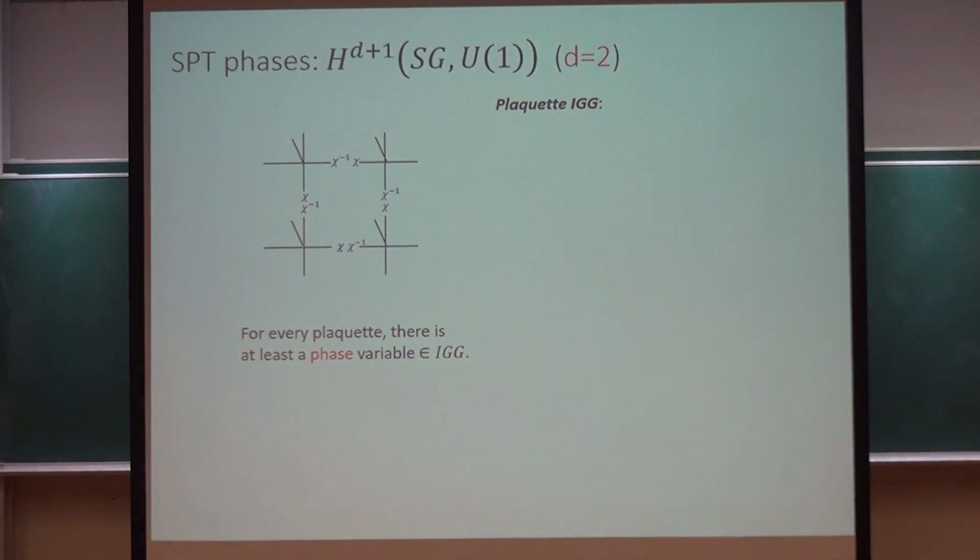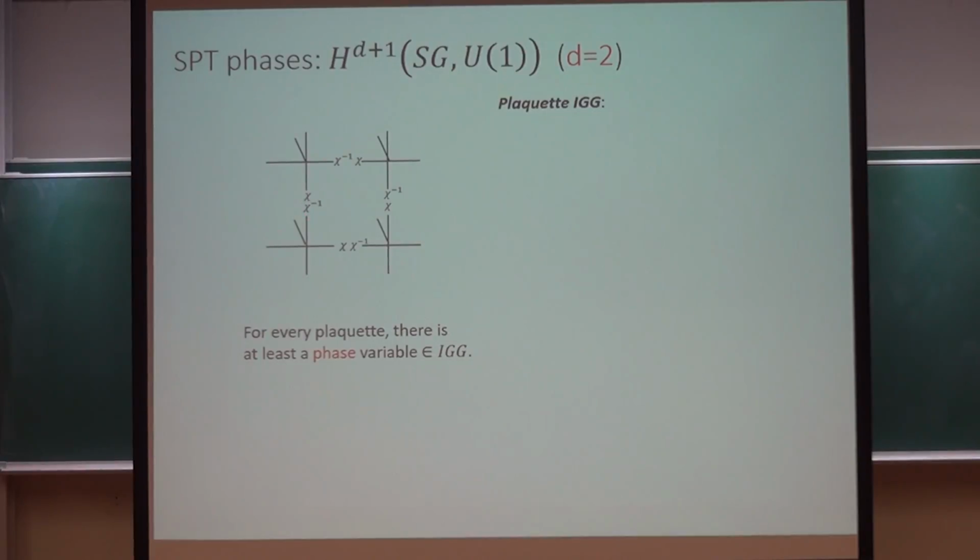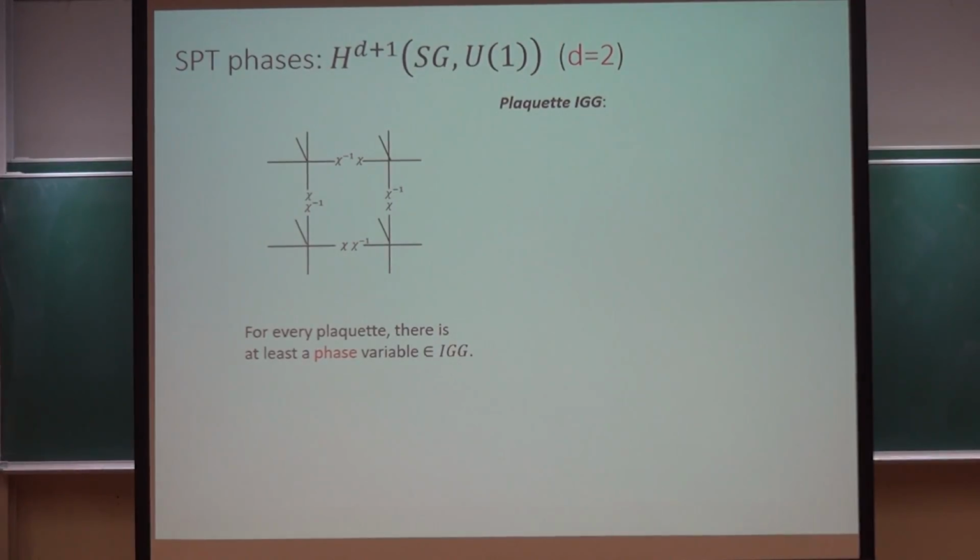So let's come back to this two-dimensional lattice, and let's again try to identify this IGG. Remember, this IGG plays a very important role in one dimension to get these SPT phases. In 2D, the reason why in 1D I only have one global phase is that there's only one loop in one dimension. If I have a chi, then chi star, another chi star, so only one loop.